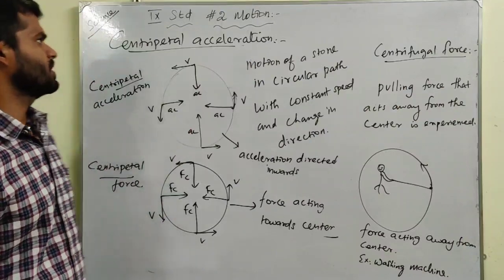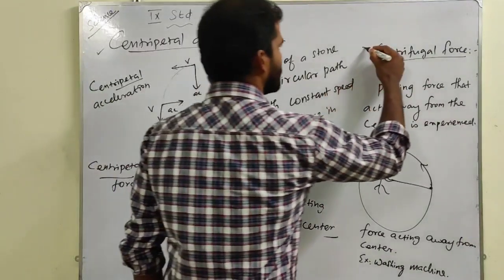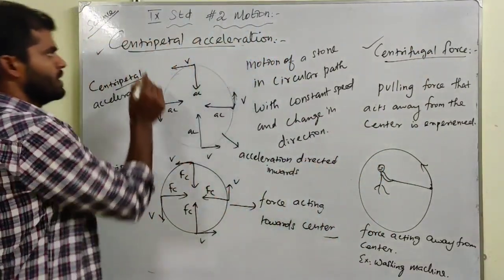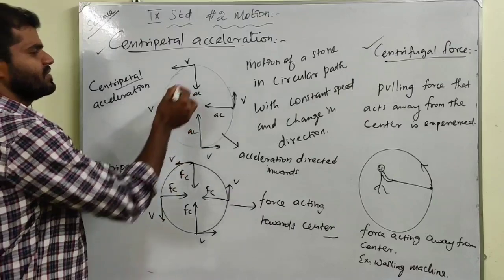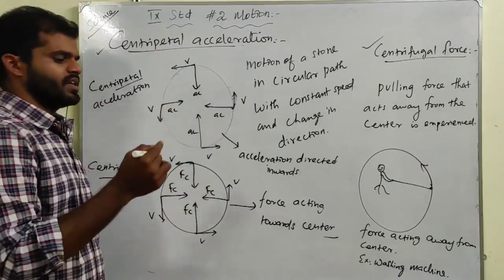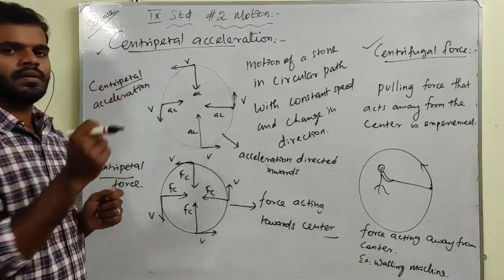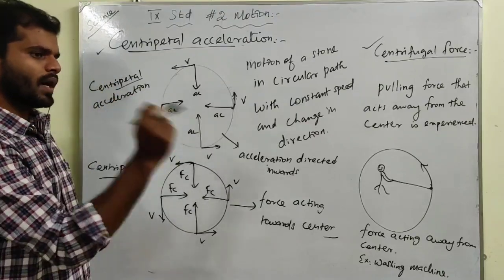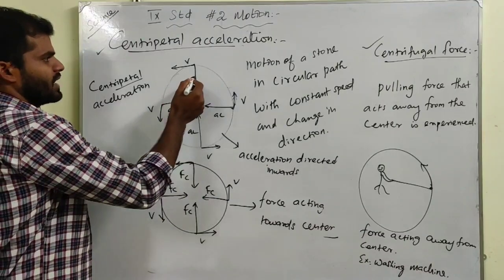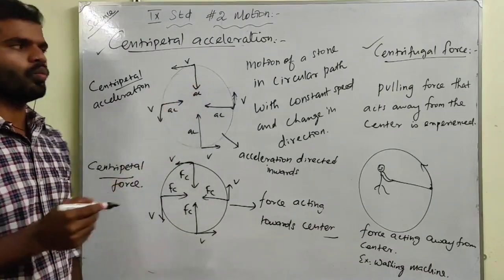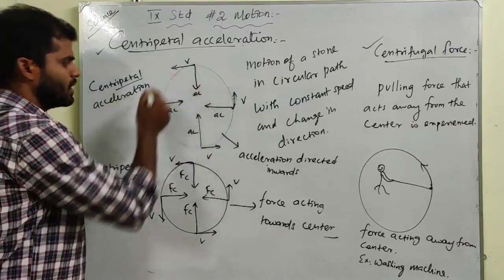Next topic, we are going to discuss centripetal acceleration and centrifugal force. This is actually a very simple experiment. Just take one small stone and tie it with a rope, and just rotate it. We are just holding the rope and rotating. So what will happen actually, there will be acceleration created. So why is the stone rotating in a particular circular path?